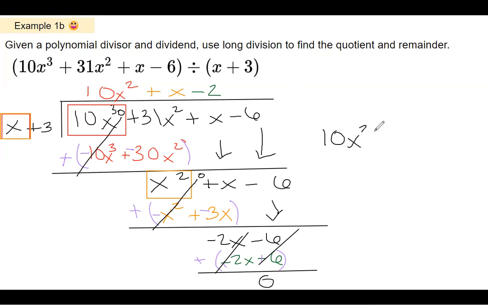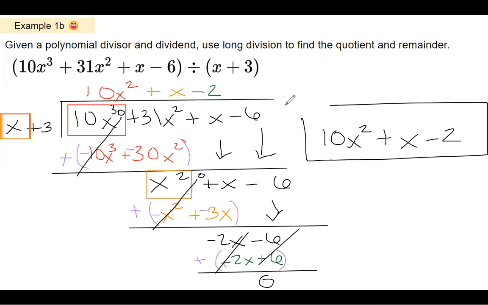10x to the power of 2 plus x minus 2. Woohoo! Not too bad, huh? Yeah, mejor. ¿Se siente mejor? Ready to try the next one on your own?